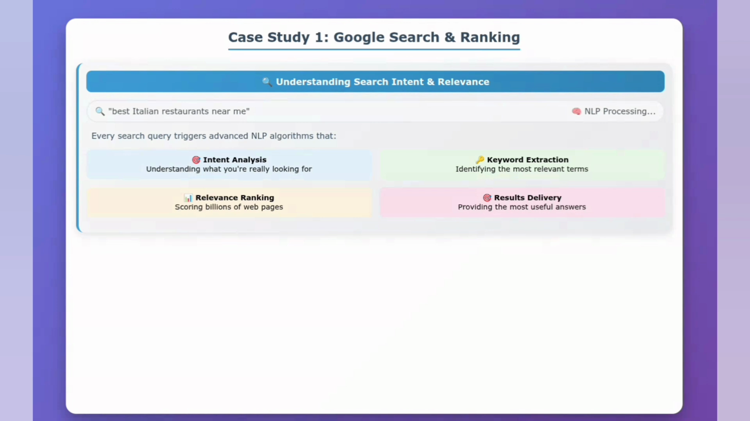Every time you type a query into Google, advanced NLP algorithms are at work. They understand the intent behind your query, identify relevant keywords, and rank billions of web pages based on their relevance and authority, providing you with the most useful search results.